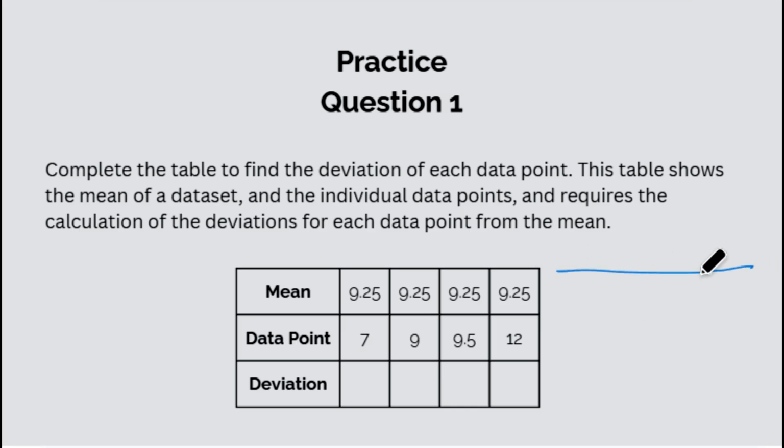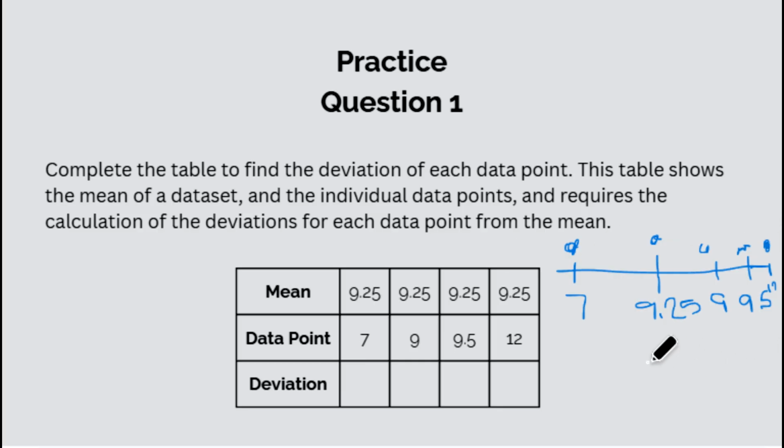Now, if you're visual like me, this is what it's going to look like. Our mean is 9.25, okay? It says we have a data point at 7, we have a data point at 9, we have a data point at 9.5, and we have one at 12, okay? So it's going to look something like this. There's a data point here, here, here, here, and here. So if that helps you, go ahead and draw it out.